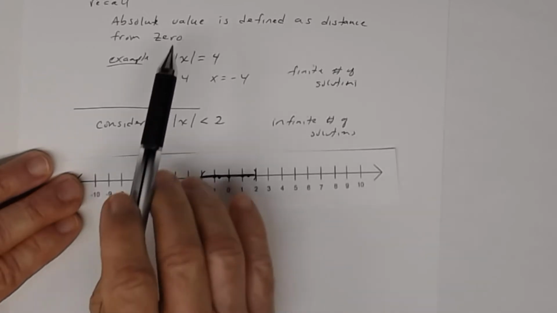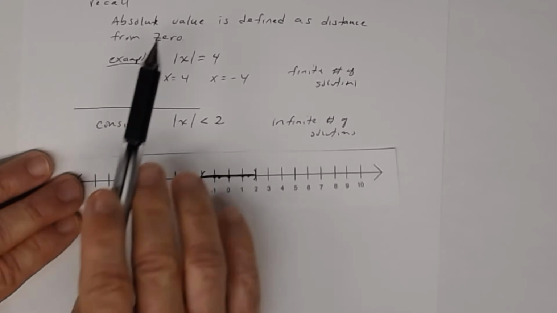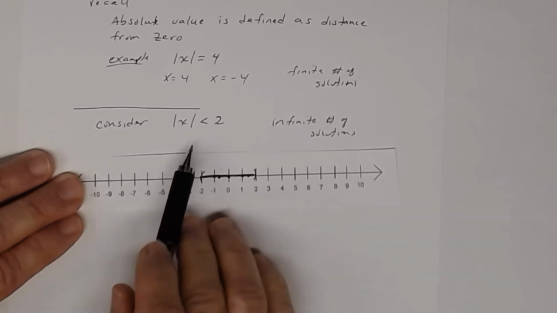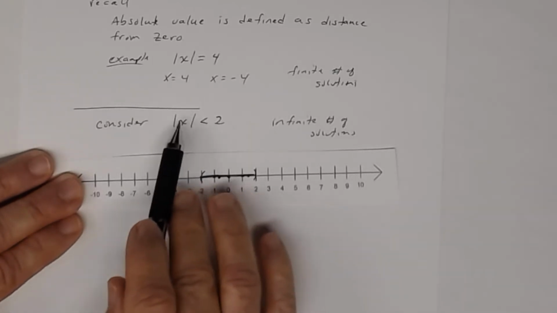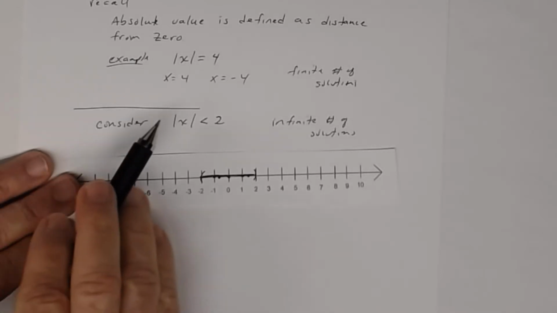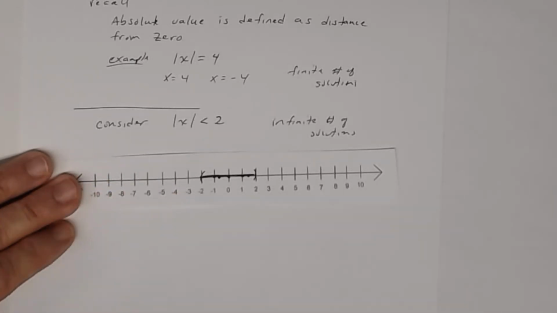But I want to talk about this in terms of this definition. Absolute value is defined as distance from 0. So I want you to think about the solutions to this inequality based on that definition, because it's going to help you when solving harder, more complex inequalities in a little while.